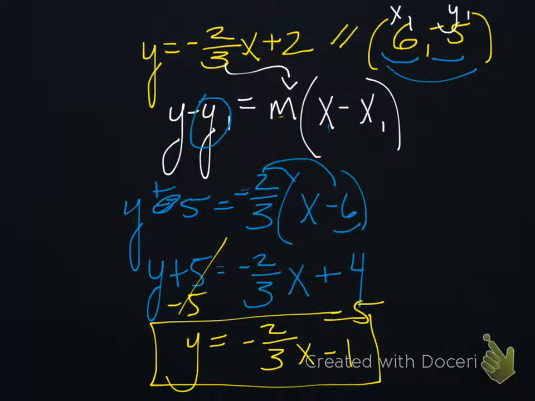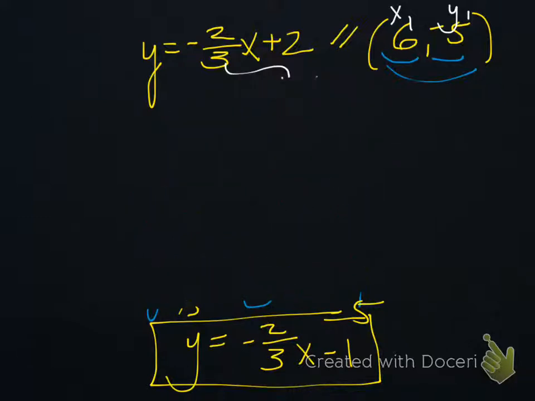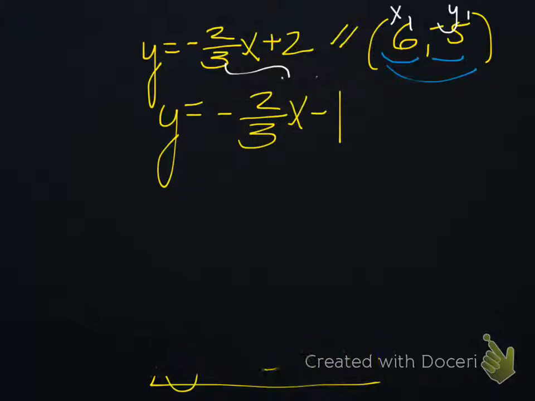So let me make a little bit of room for myself. I don't need all of this. I've already done this. I'm going to leave that there so I can remember what it looked like, and I'm going to write it here. So y is equal to a negative 2/3 x minus 1. Now, let me ask you, what is standard form? Okay, well, that's some really good ideas. Thank you for all of those.